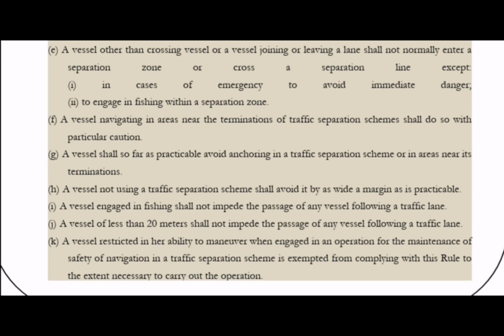Now, the last paragraph, paragraph letter K. A vessel restricted in her ability to maneuver when engaged in an operation for the maintenance of safety of navigation in a traffic separation scheme is exempted from complying with this rule to the extent necessary to carry out the operation. So it tells that if your vessel is in an operation for the maintenance of the safety of navigation, the vessel is exempted from this rule, which is the rule of traffic separation scheme.